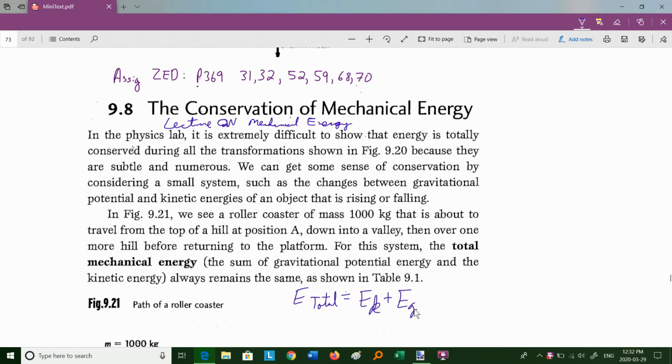Now you can complicate it a bit and talk about spring potential energy, and we'll get to that in a minute, and conservation of energy in general, which is that energy is neither created nor destroyed, but rather is transformed from one form to another. But if we have a specific case of just looking at gravitational potential energy and kinetic energy, we can talk about the total.